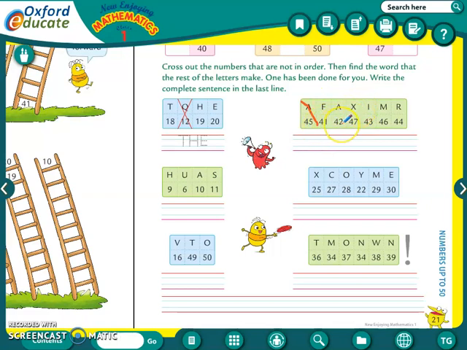Then 41, and after 41, 42, that is also correct. But after 42, does 47 come? No, that is wrong. We have to cancel that. After 42, does 43 come? Yes, so that is the right order. But after 43, is it 46? Does 46 come in order after 43? No, so cancel that also. Then 44 comes after 43. So that is right. See, 41, 42, 43 and 44. Which word is formed? F-A-I-R. Fair. So write that word over here.